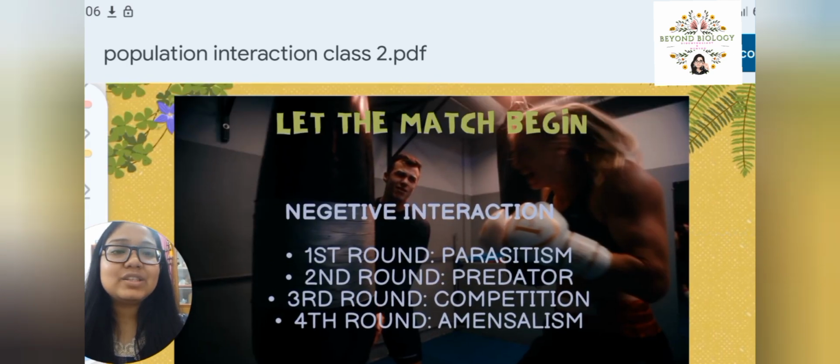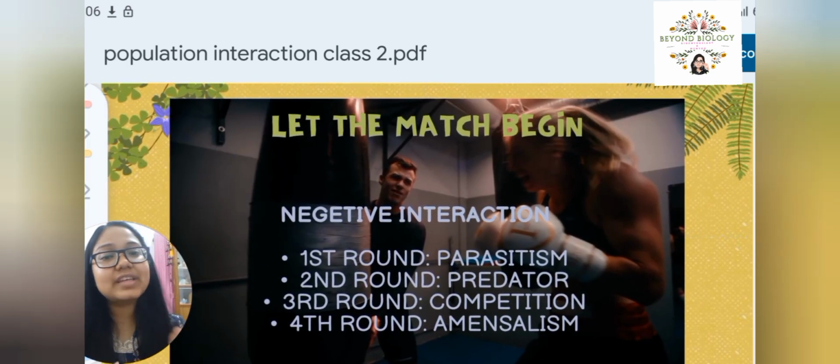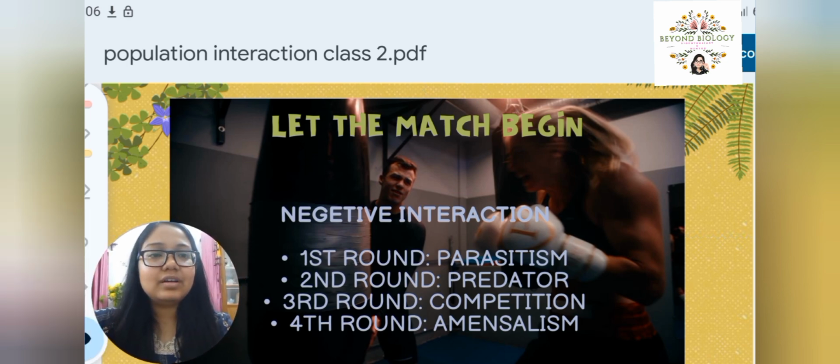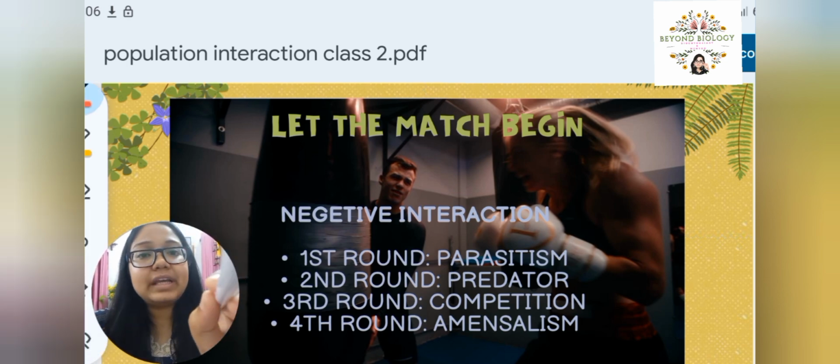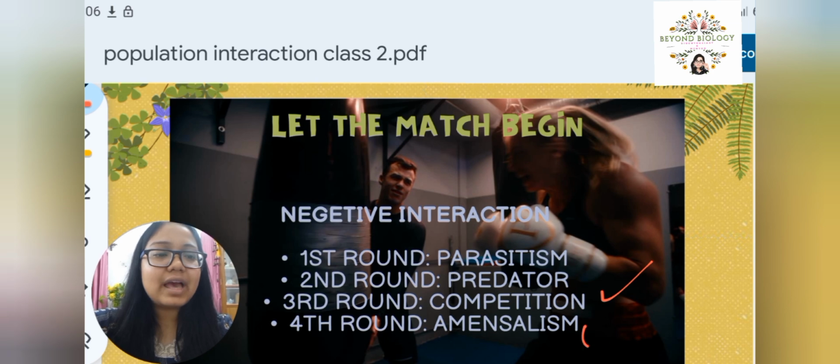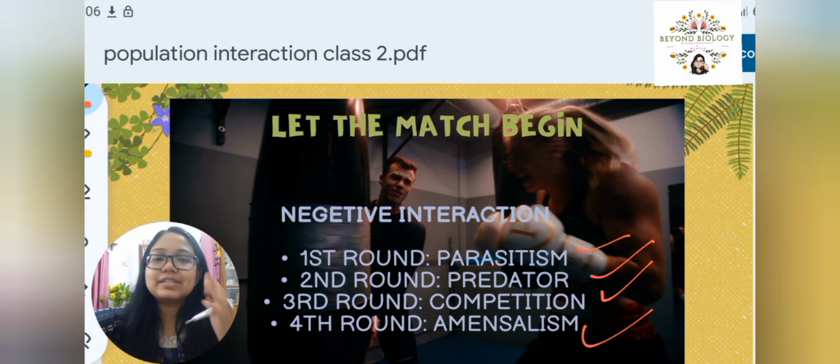So negative interactions can be of 4 types. What are these? These are parasitism, predation, competition, commensalism, right? These are the 4 types of negative interactions that are seen in nature.